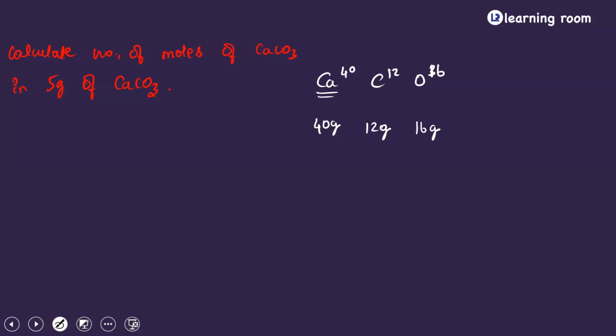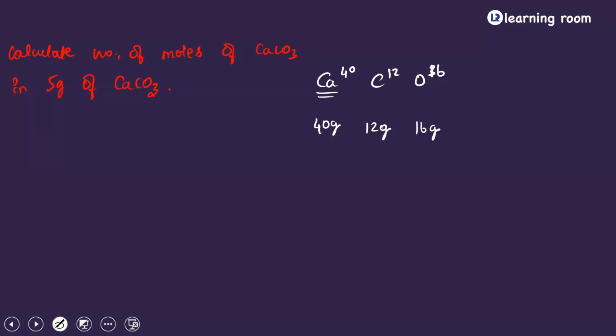Molar mass means, what is molar mass? Mass of 1 mole of a substance. It can be anything. It can be an element, it can be a compound or whatever. Molar mass is the mass of 1 mole of a substance. Is that clear? Clear all of you? Okay, fine.